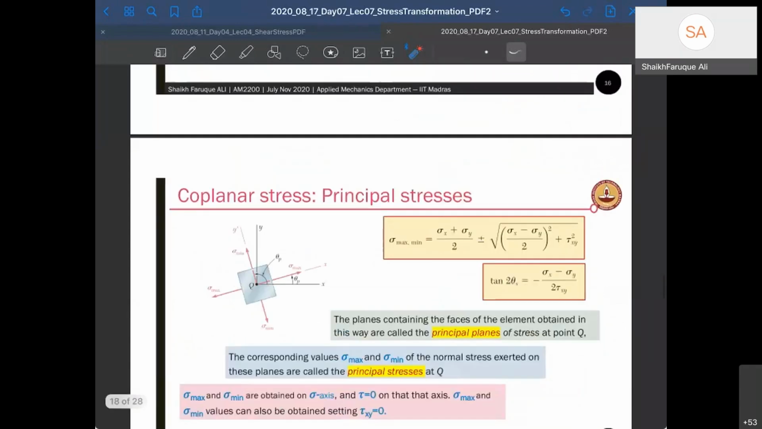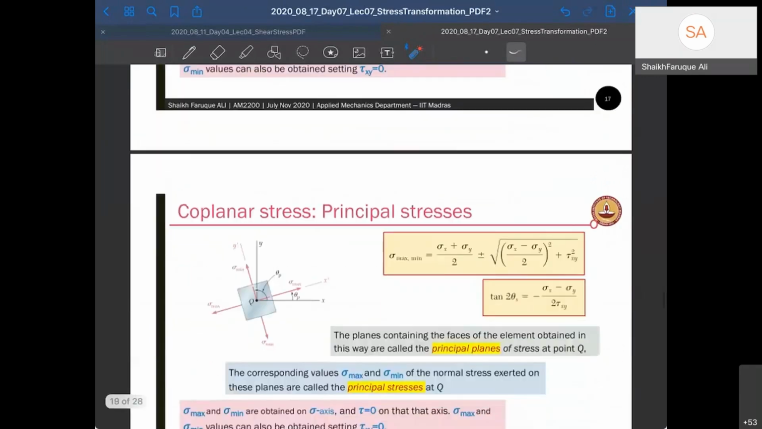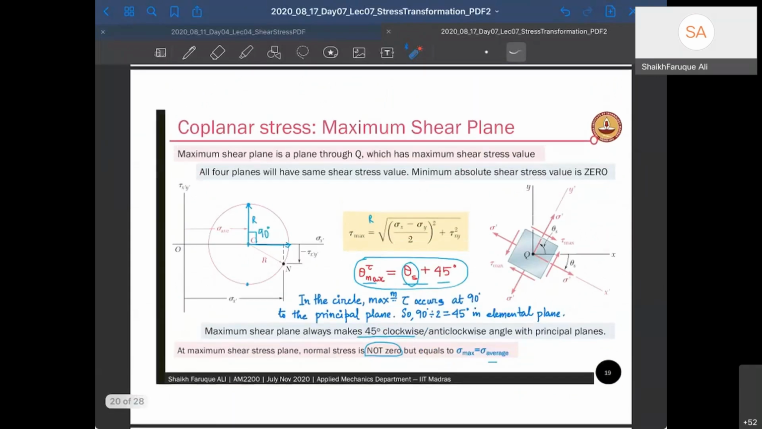Right. So coplanar principal stresses are also said. There are a few discussions given here. These are important discussions. Please note them. Okay. Let's solve a problem. Okay, something else is also given.